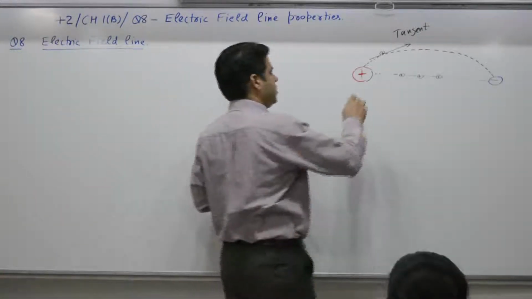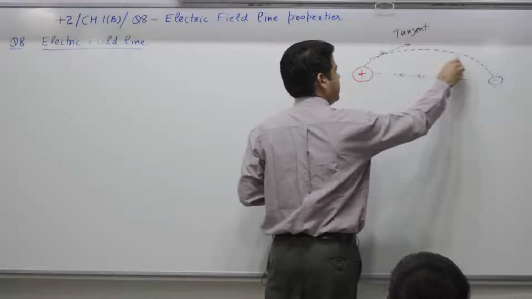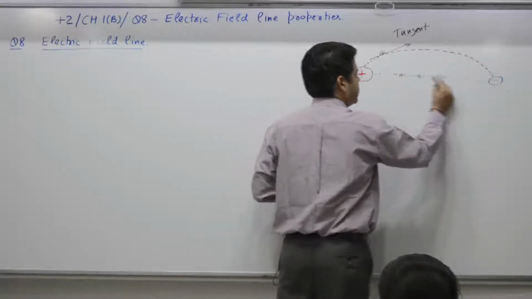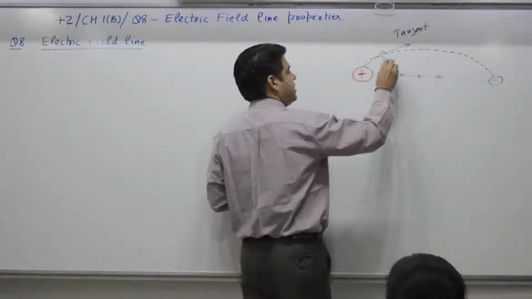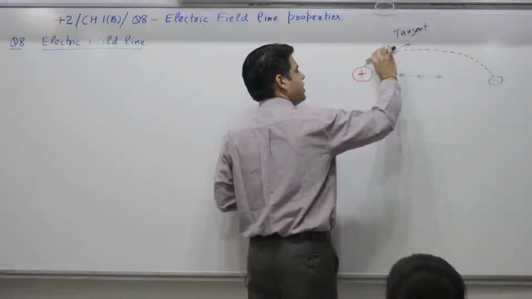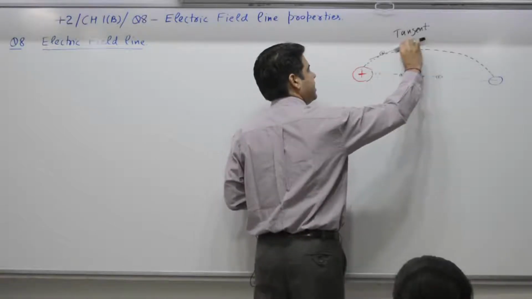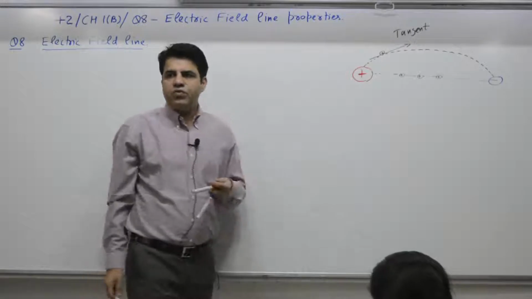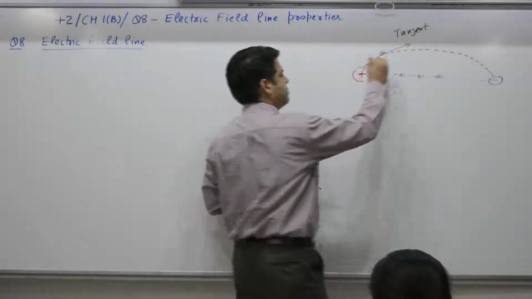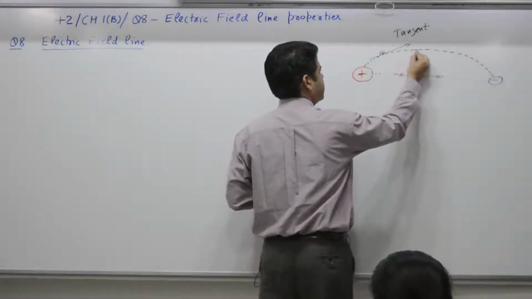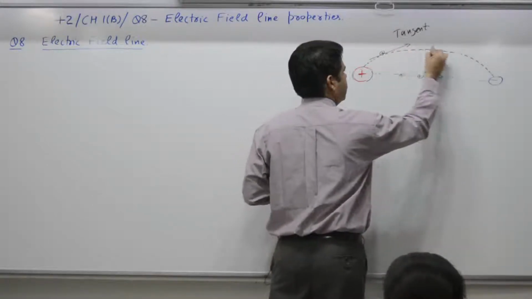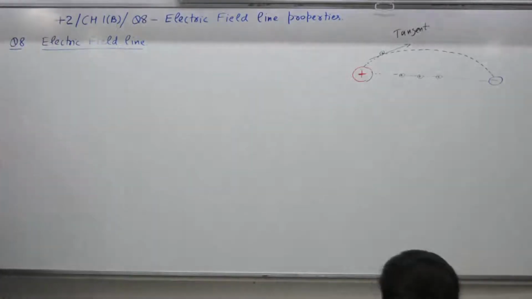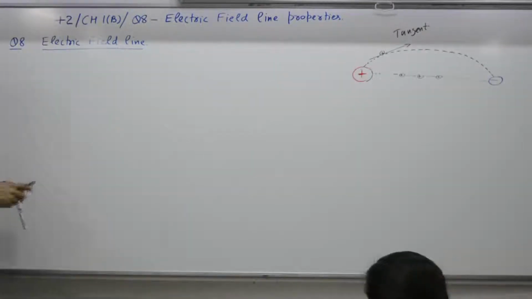So electric field line can be curved. This is a curve. This is a straight line. Such that the tangent at any point gives the net electric field at that point, or the direction in which the positive charge will move. If you place a positive charge here, it will move this way. This is how a positive charge will trace the path. So this line is known as electric field line.